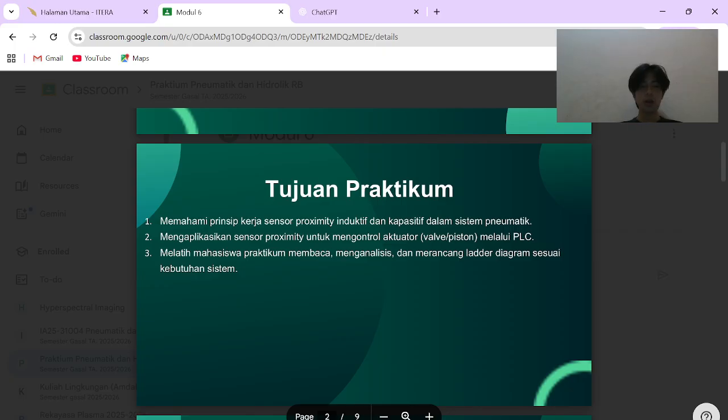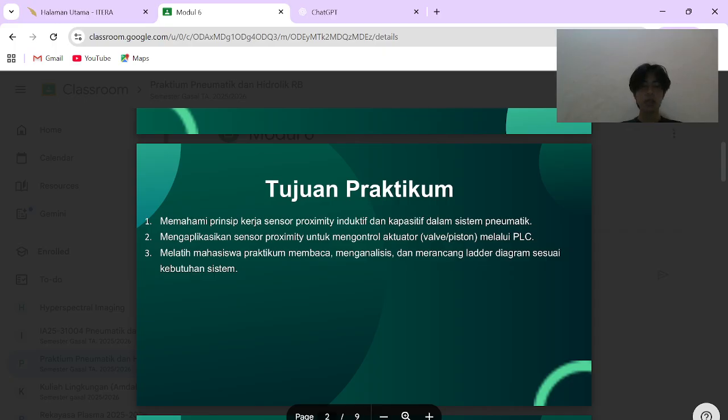The main purpose of this practicum is not just to study the components individually, but to understand how each component works together as a system. In the first objective, we focus on learning the basic principles behind proximity sensors. Inductive sensors detect metal objects, while a capacitive sensor can detect both metal and non-metal objects. By understanding how these sensors work, we can determine the correct types of sensor for different industrial environments.